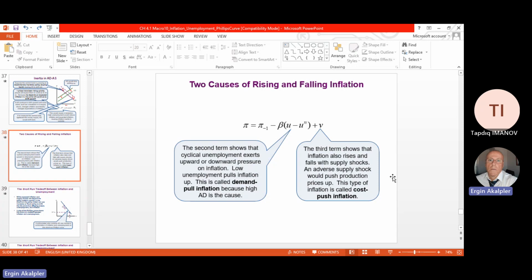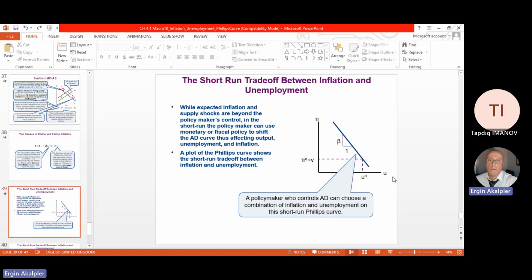The third term shows that inflation also rises and falls with supply shocks, and an adverse supply shock will push production prices up. This type of inflation is called cost-push inflation. The second term shows that cyclical unemployment exerts upward or downward pressure on inflation. If unemployment is reduced, inflation is supposed to shift up, and if the unemployment rate is enlarged, inflation is supposed to go down. Therefore, low unemployment pulls inflation up, and this is called demand-pull inflation because high aggregate demand is the cause.